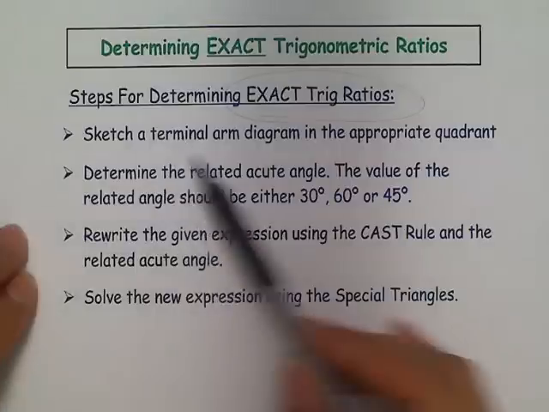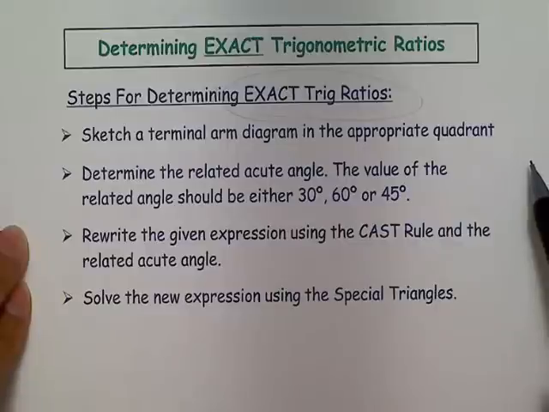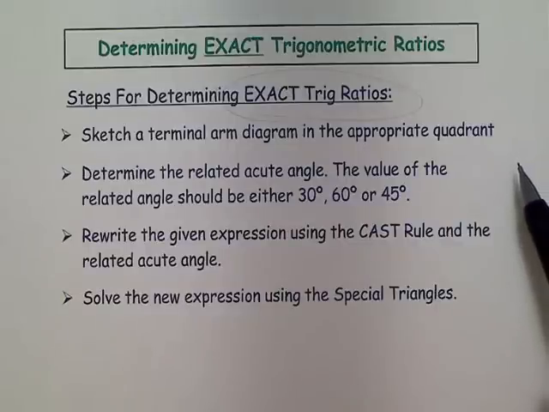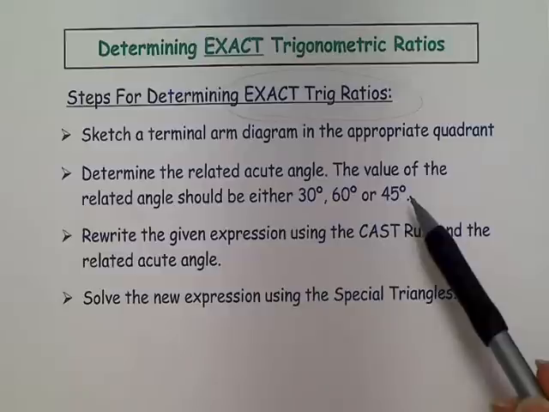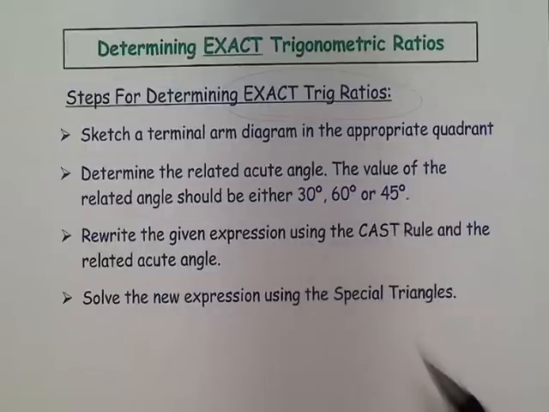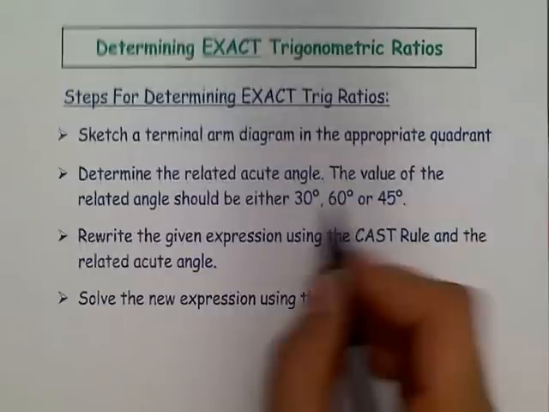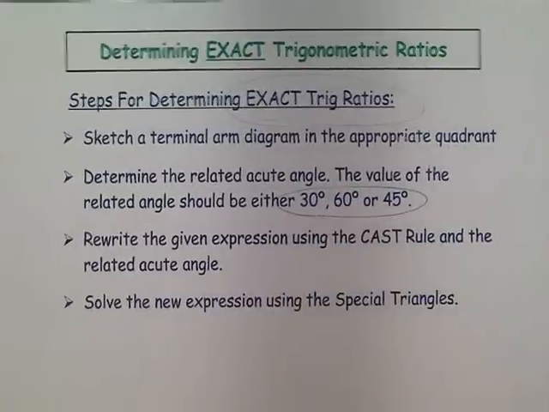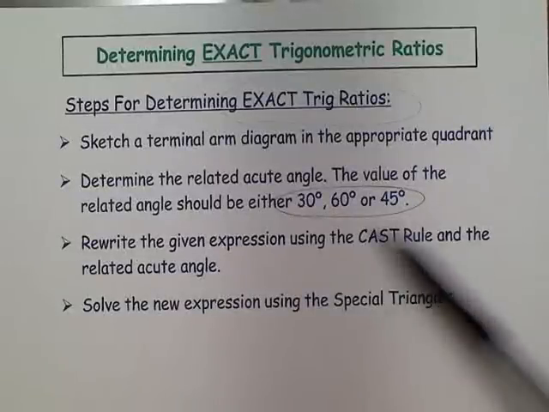Okay, so what you will do using that angle is sketch a terminal arm diagram in the appropriate quadrant. Depending on the value of your angle, you should be able to determine which quadrant the terminal arm should fall in. Then we're going to determine the related acute angle, which we'll find similar to how we did yesterday or in lesson 2. We'll talk about that when we do some examples. And then the value of the related angle should be one of these special angles, either a 30-degree angle, a 60-degree angle, or a 45-degree angle.